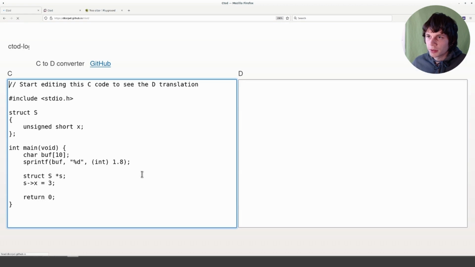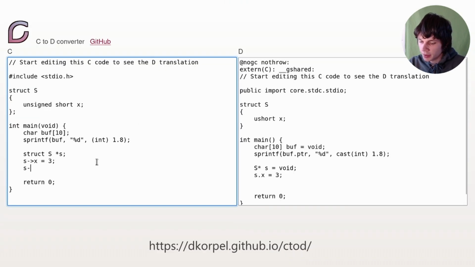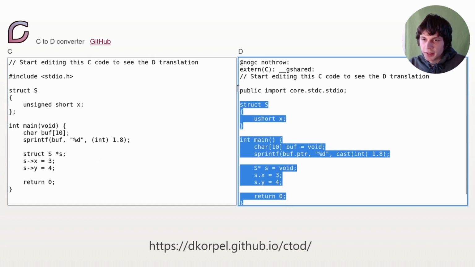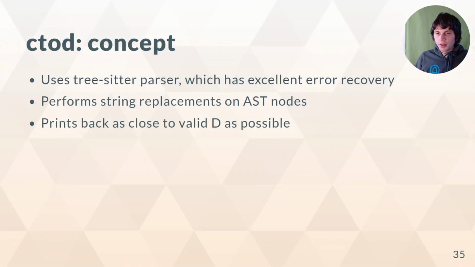If you go to the browser page, you get a text field on the left, and if you make an edit over here, it will translate it in the text field on the right. So how does it work? Well, it uses a tree-sitter C parser, which has excellent error recovery because it's made for IDEs with autocompletion, and there you're dealing with unfinished code. It does string replacements on the AST nodes and then prints back as close to valid D as possible.